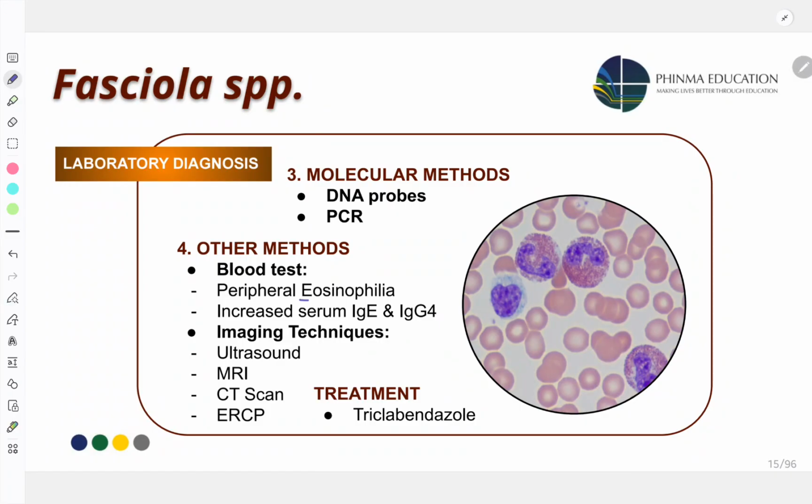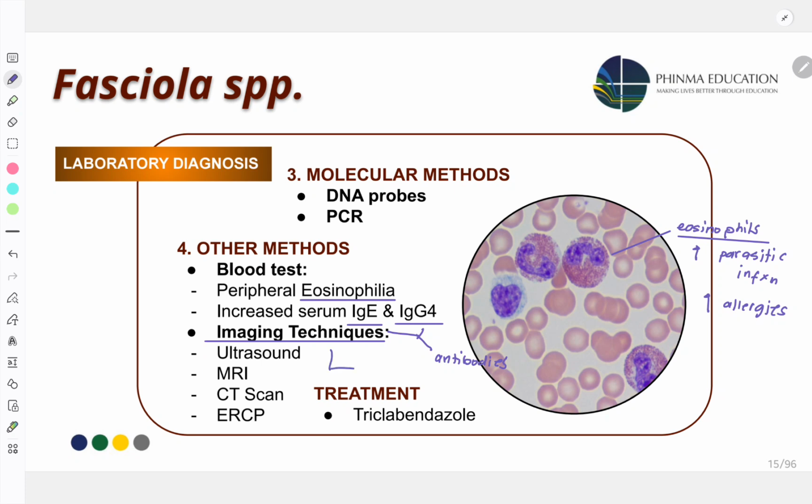And in your blood, you will see eosinophilia. So these are your eosinophils. Kaya sa gini sila increase during parasitic infection and increase during allergies, no? Your eosinophils. Increase sad ang imuhang IgE and IgG4. These are unsa ni sila antibodies. Pwede sad mo gamit og imaging techniques.